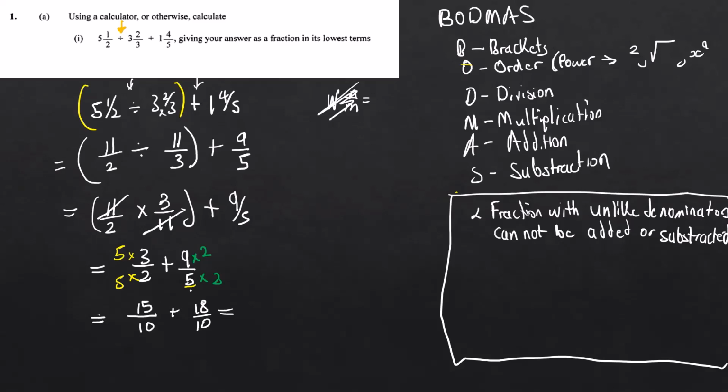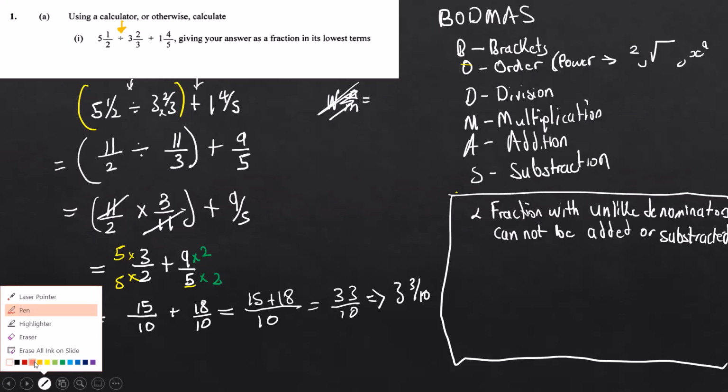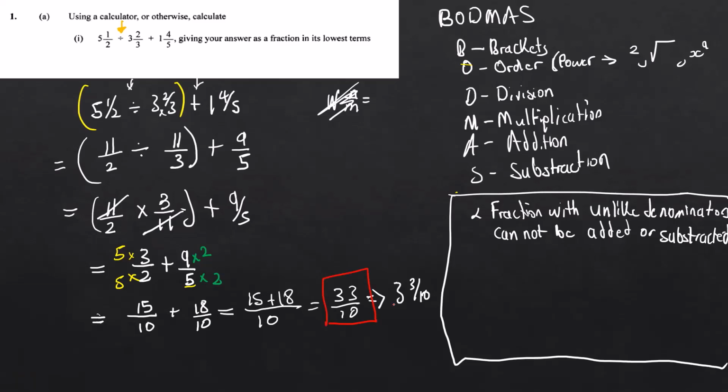And you know the way to add fractions with the same denominator is just add the numerators and put back the denominator. So 15 plus 18, and we just bring back the denominator. 15 plus 18 should be 33. And this is our final answer, 33 over 10. Or if you want to convert this to a mixed fraction, 3 and 3/10, right? I believe you all had this answer.